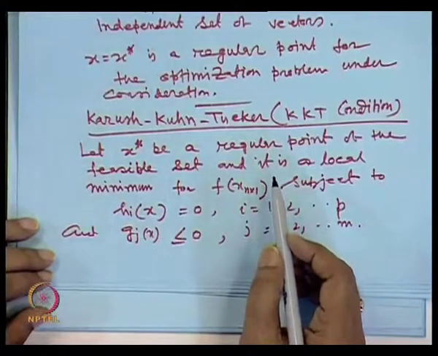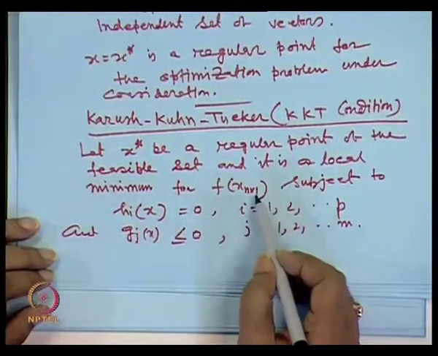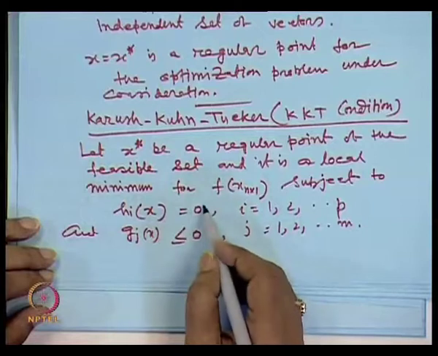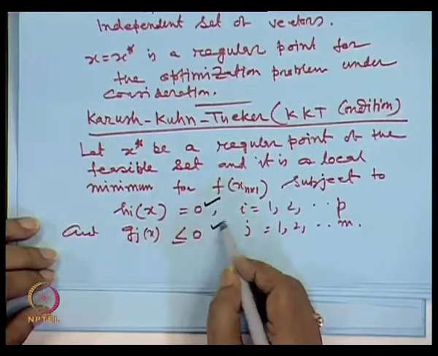So, last class we have seen how to solve an unconstrained optimization problem using KKT conditions. We have also seen the necessary and sufficient conditions, and we have worked out some problems in this. Quickly, the basic problem is that we have a function which we have to minimize subject to equality constraints and inequality constraints.